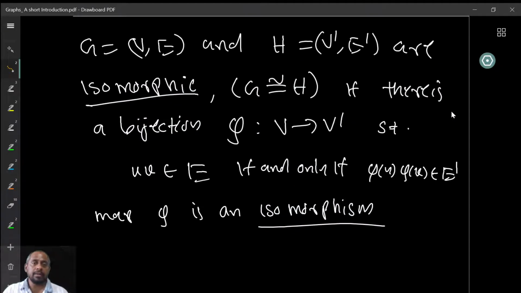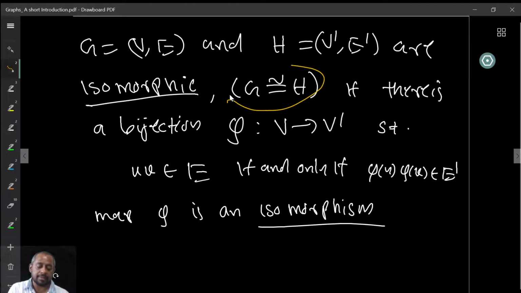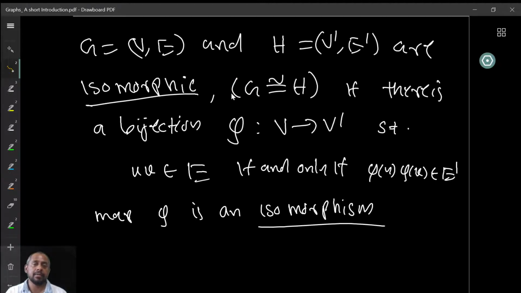Now, given two graphs G and H, we say G is isomorphic to H, and we write it using this isomorphism symbol, if there exists a bijection φ which takes the elements of V to elements of V', which is also edge preserving, in the sense that if uv is an edge, then φ(u)φ(v) is an edge, and whenever φ(u)φ(v) is an edge, uv must be an edge.